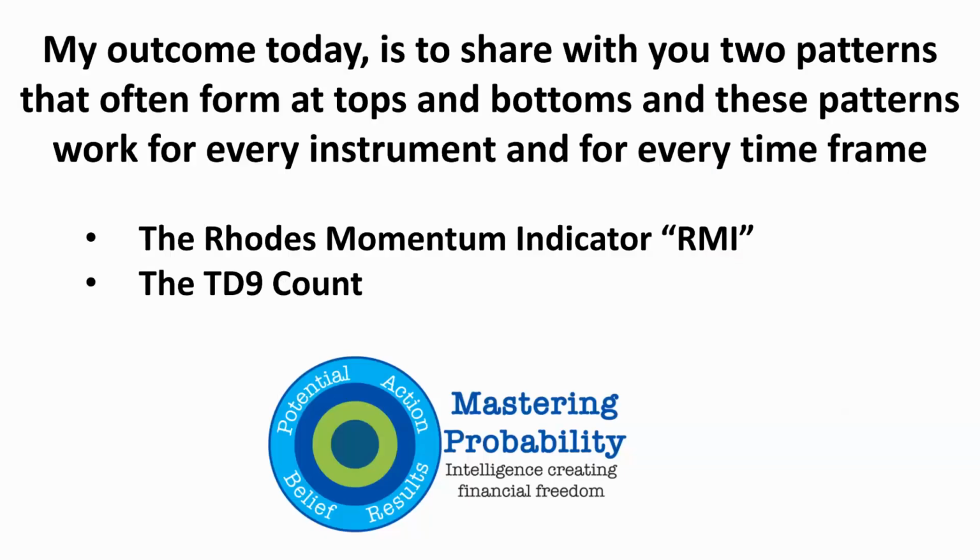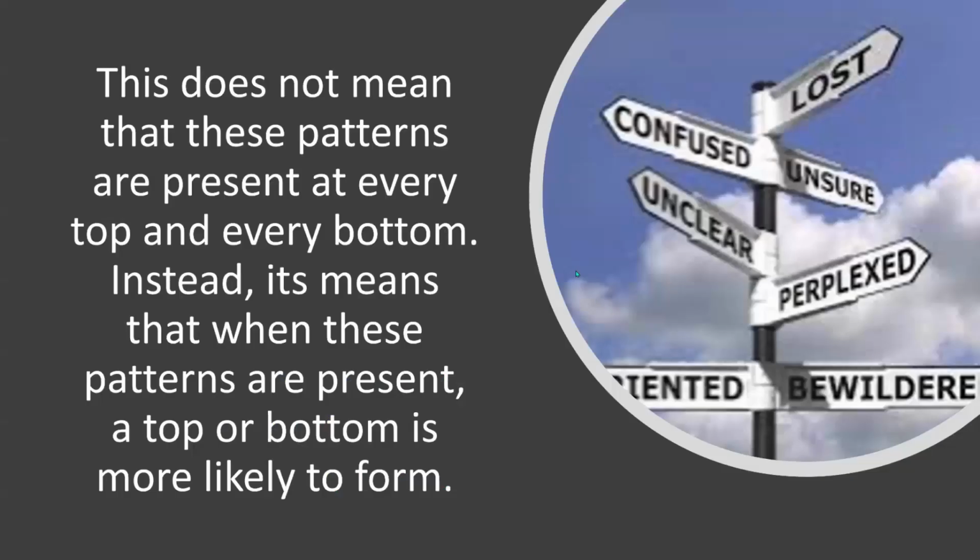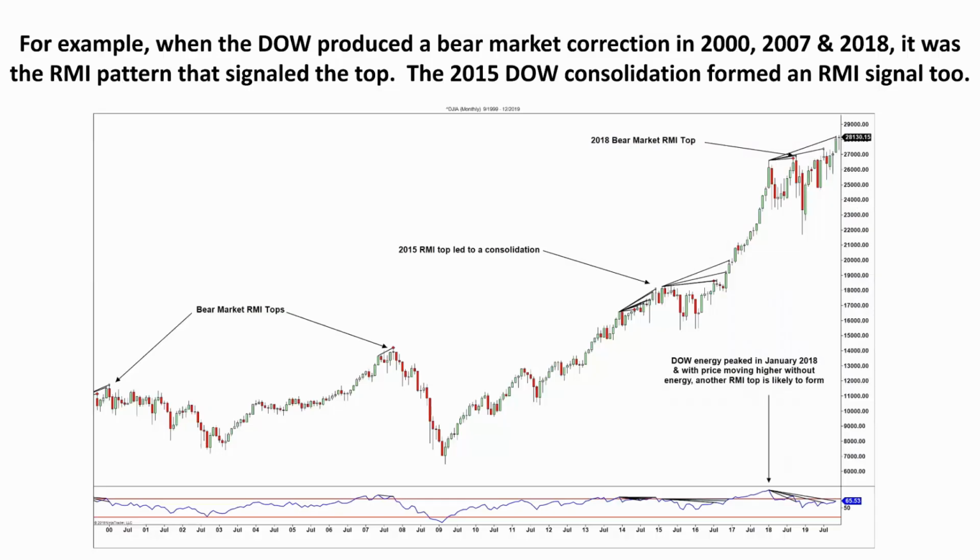So again, these are patterns that help us identify tops and bottoms. This doesn't mean that these patterns are present at every top and every bottom for everything that you trade. Instead, what it means is that when these patterns are present, a top or bottom is more likely to form. For example, when the Dow produced a bear market correction in 2000, in 2007, and in 2018, it was the Rhodes momentum indicator pattern that signaled that top. In fact, the 2015 Dow consolidation was also preceded by a Rhodes momentum indicator top.